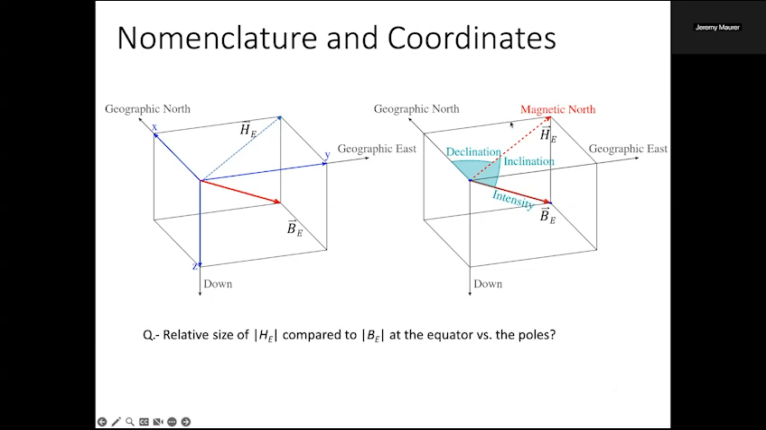So again, these are just various ways to decompose the field. Remember, the magnetic field is a vector. So in 3 dimensions, it would have 3 components. And these are various ways to decompose the magnetic field into this geographic coordinate system.